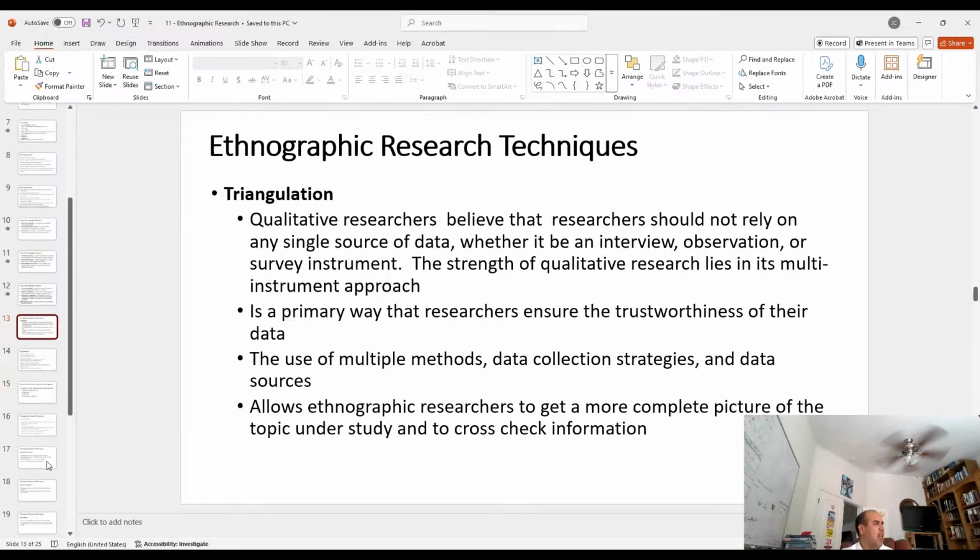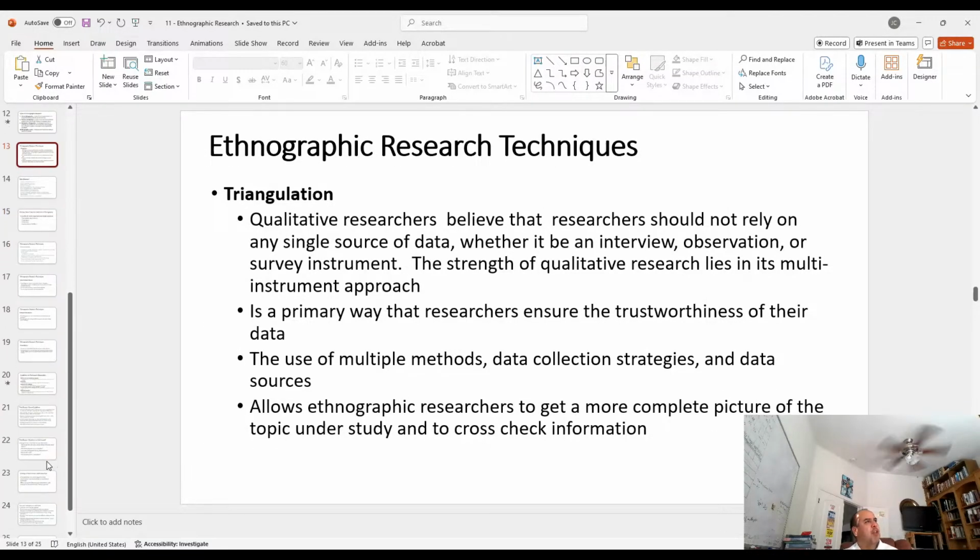Okay, so triangulation. I think we talked earlier about triangulation. In ethnographic studies, it's very important. Triangulation is collecting multiple types of data to assure that they all are telling you the same story, making sure you're capturing the right story. So qualitative researchers believe that researchers should not rely on one single source of data, whether it be an interview, observation, or whatever. The strength is really in a multi-instrument approach.